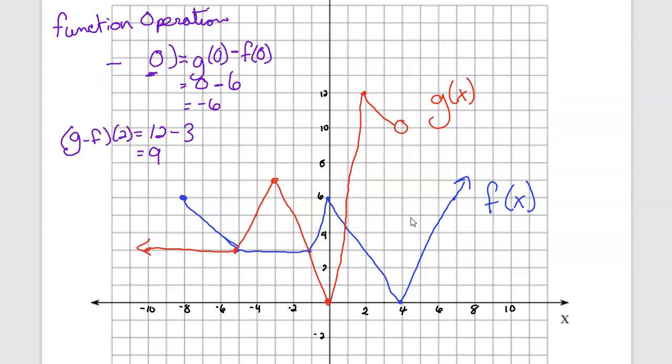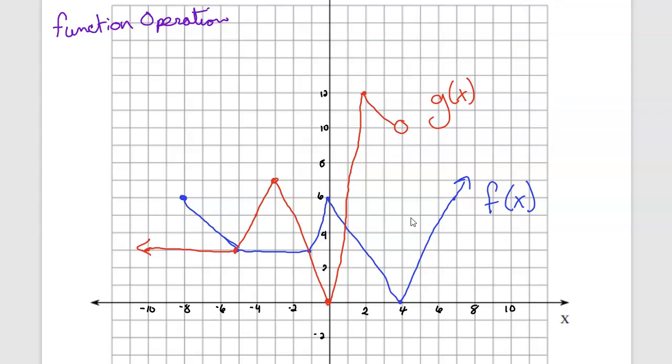Now let's look at some other operations, not just subtraction. So let's look at maybe a division operation. Let's think about if I do f divided by g at -3. Okay? So that means I'm going to take f at -3, and then I'm going to divide it by g at -3.